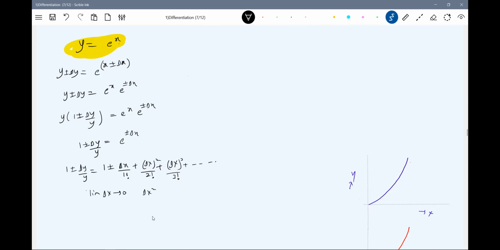Then delta x square will be 0, delta x cube will be 0. They'll be very small, negligible. So I'll end up with, even that one also gets cancelled. So we'll end up with plus or minus limit delta x tends to 0, delta y by y plus or minus delta x.